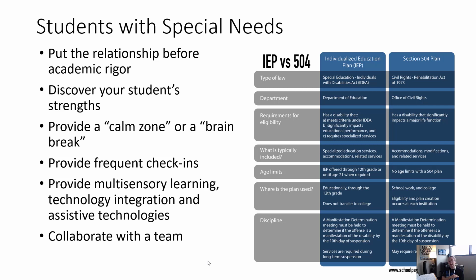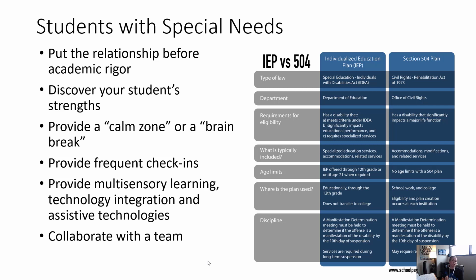I will say, in terms of all students that have special needs in your class, make sure you develop those relationships before you focus on the academics. Really discover those students' strengths and teach to those students' strengths. I would encourage you to provide a calm zone or a brain break for your students with special needs. And in reality, I would actually encourage you to provide that zone for all of your students in your class. That's the great thing about differentiation. Usually these accommodations that you provide for your special needs students, all of your students would benefit from these accommodations.